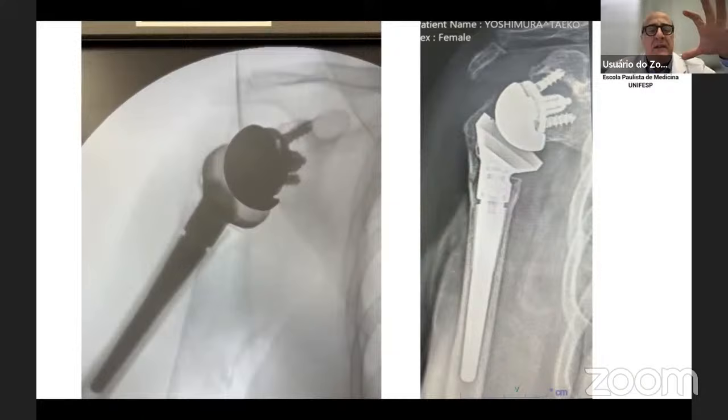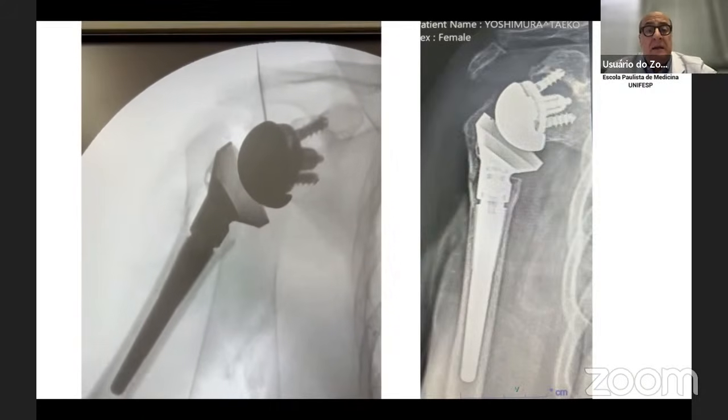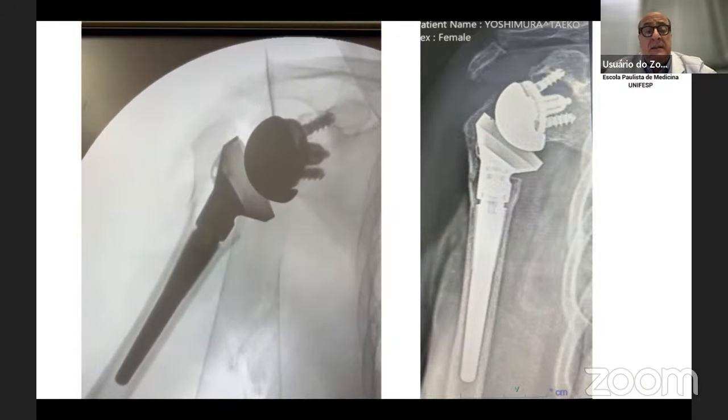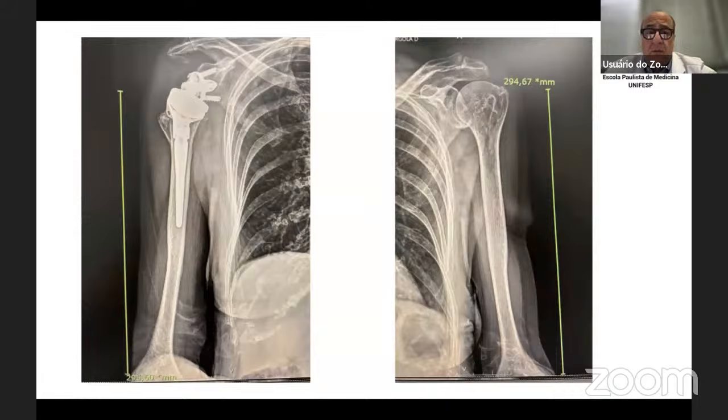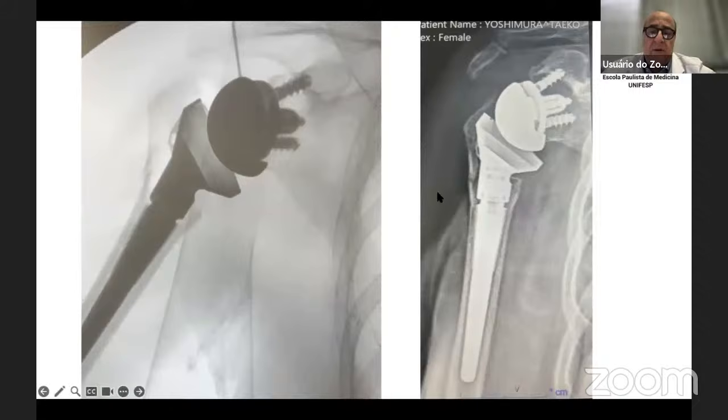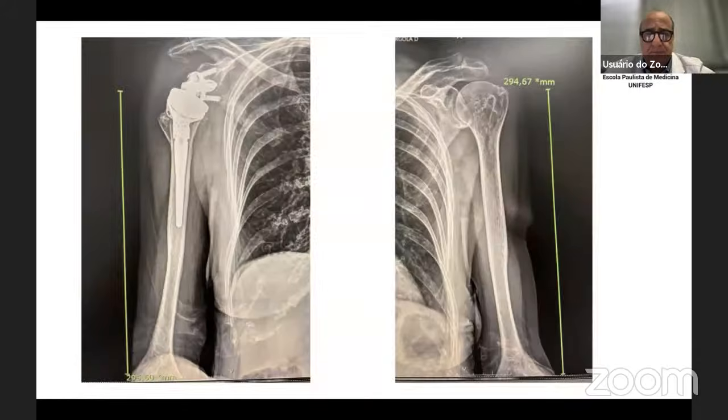You can see that we make a reconstruction like a cuff arthroplasty, giving the correct positioning and healing of the tuberosities. As you can see here, this is an X-ray at 6 months post-operative, and that healed with this tuberosity with at least a little bit of reabsorption. That is normal, but giving a good function for these patients.